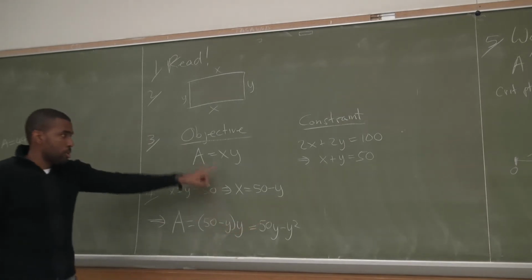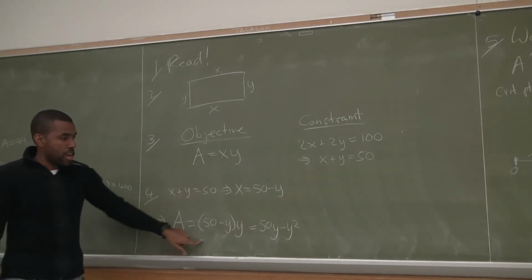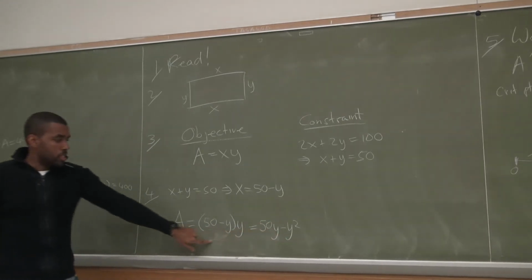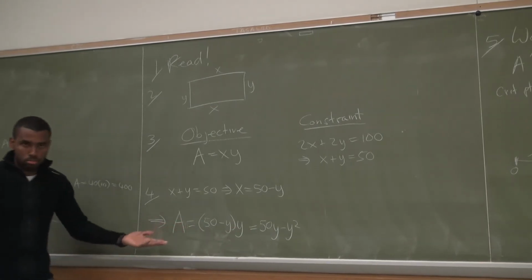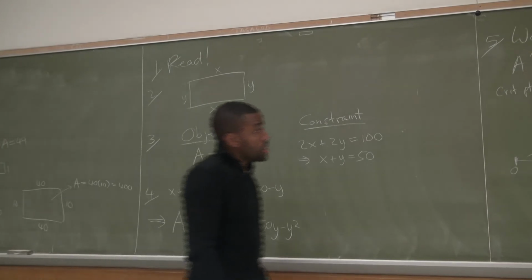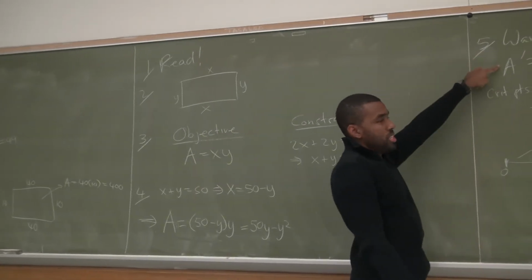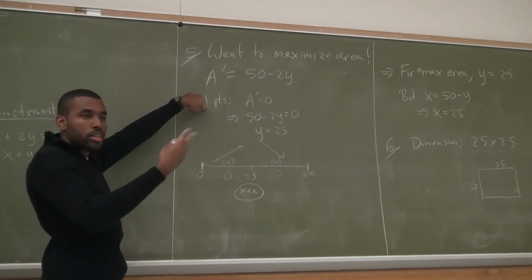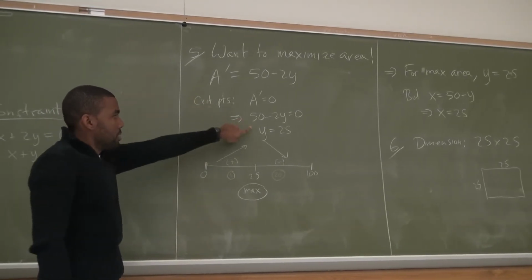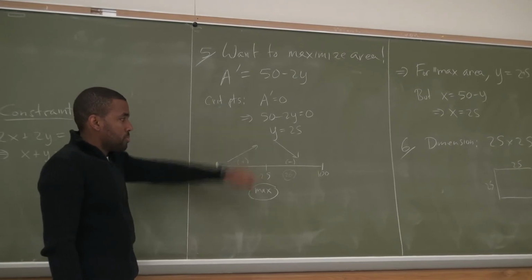Solve for one variable here, plug it into here. So now I get my area as one variable. So now I can differentiate, I find the area as a function of y, and I can find dA/dy. Since I want to maximize, I know I need to find critical points, so I'm going to find the derivative, set equal to 0 or undefined. It's not undefined because it's a polynomial. That gives me y equals 25.